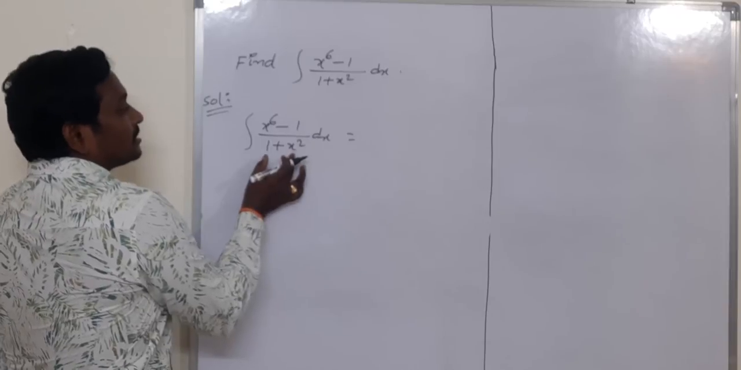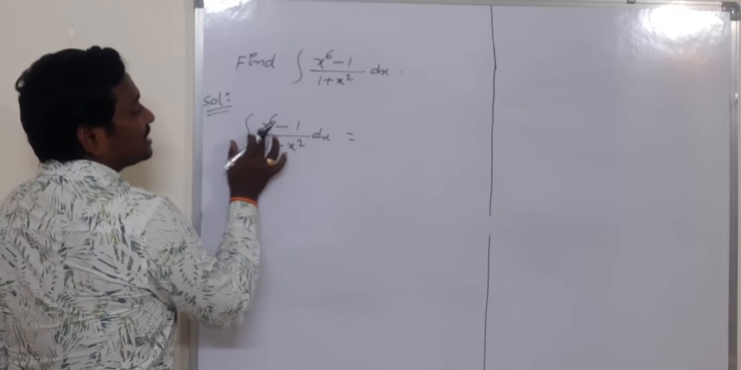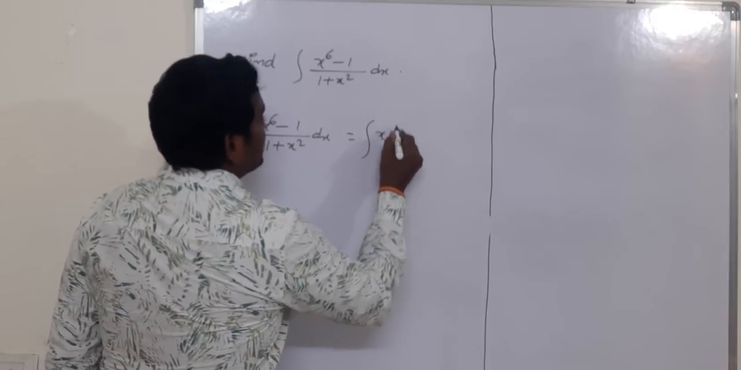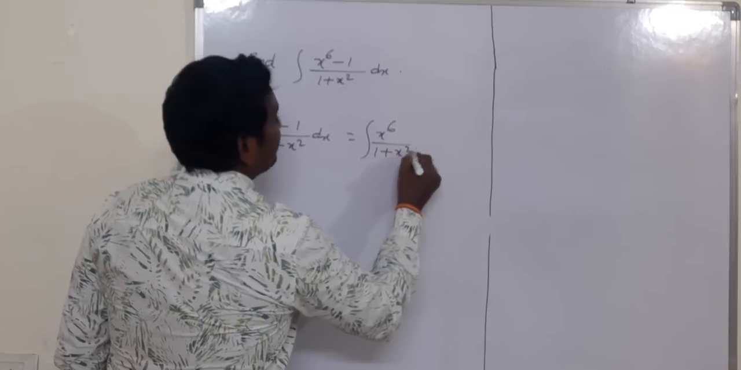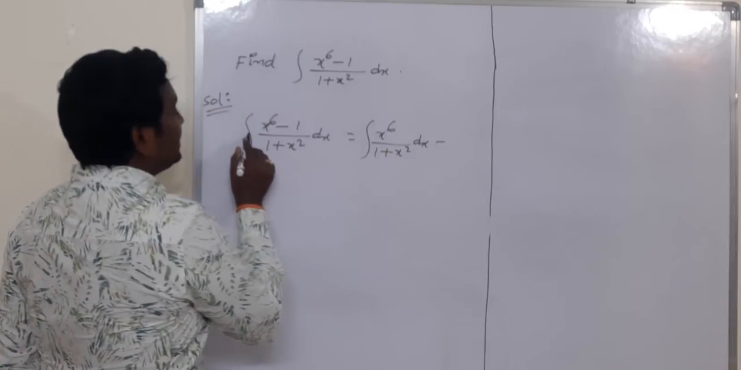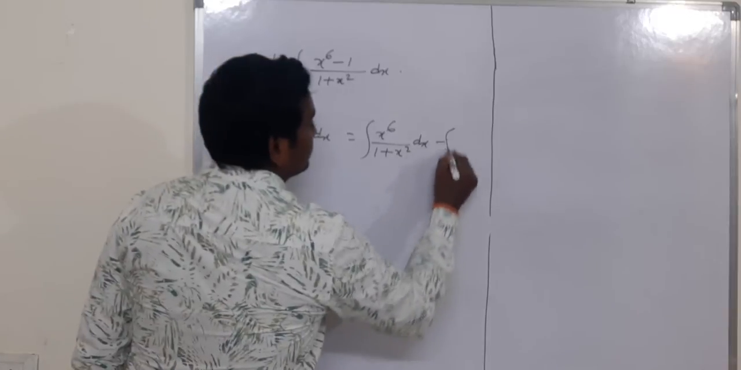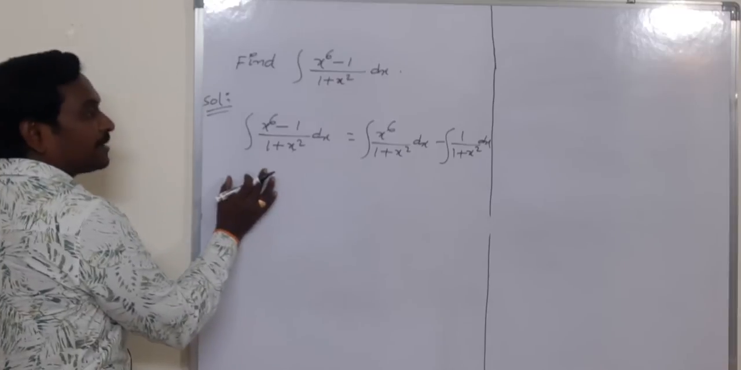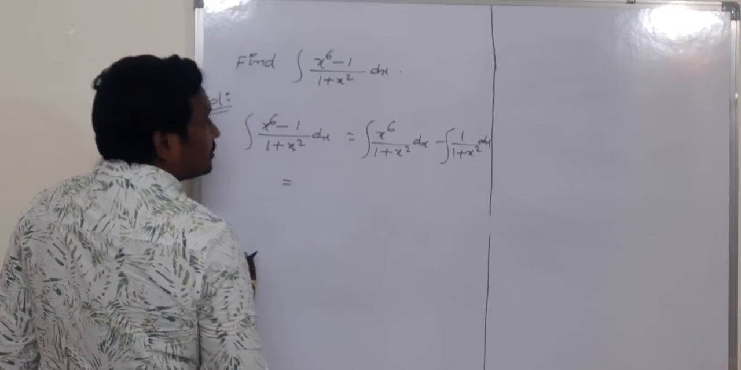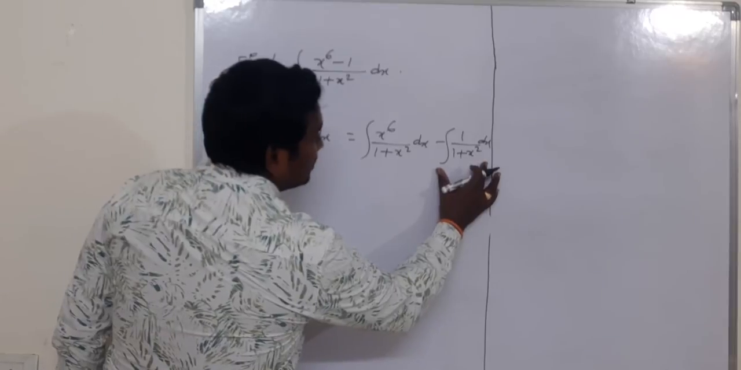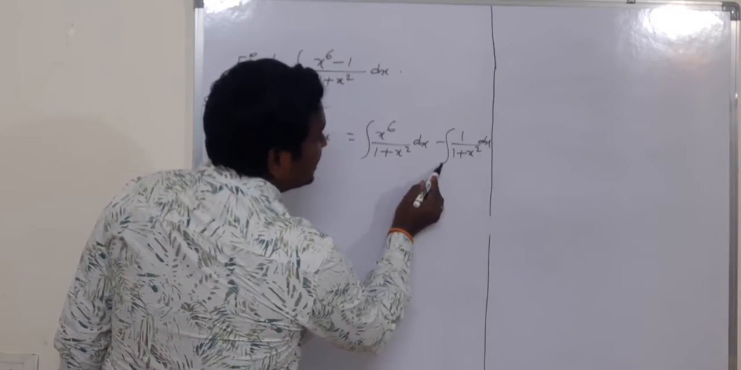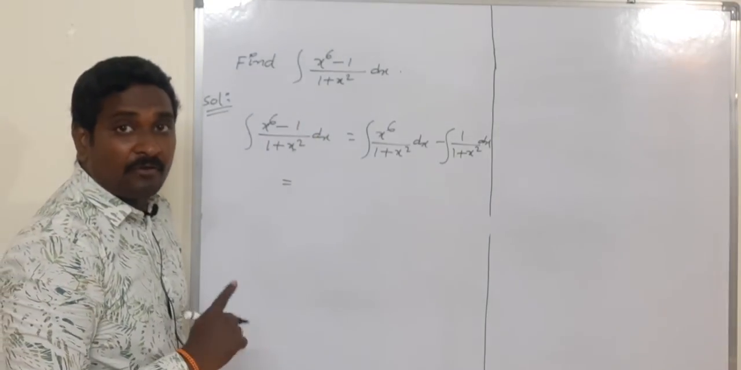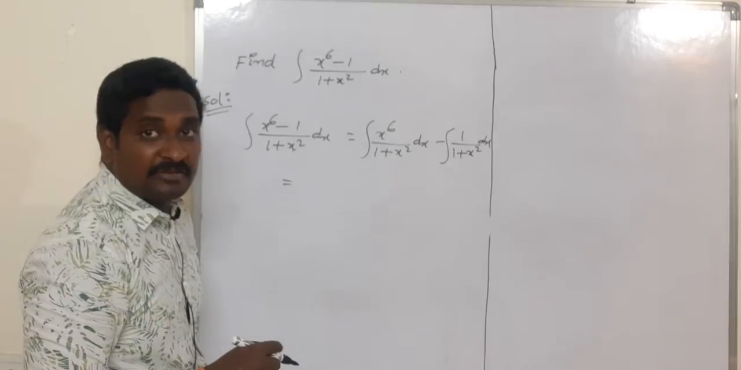First split the terms. In the numerator we have two parts, which is x power 6 minus 1. So it can be written as integration of x power 6 by (1 plus x square) dx minus integration of 1 by (1 plus x square) dx. According to the linear property, we can easily separate the terms. For this part we have a direct formula. What is the integration of 1 by (1 plus x square) dx? Tan inverse x. Integration of 1 by (1 plus x square) dx is equal to tan inverse x directly.